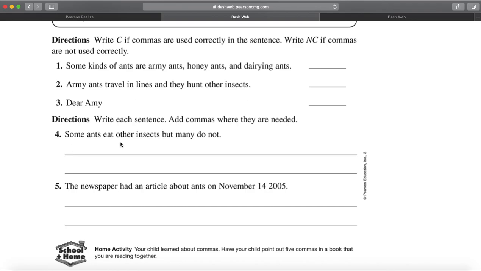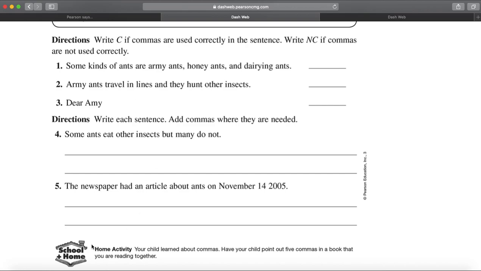Some ants eat other insects, but is what? It's a conjunction. You remember and, but, or. So before the conjunction but, I should put a comma. So this is a mistake here. We should write the sentence again and put a comma: Some ants eat other insects, but many do not. Where should we put the comma, before or after the conjunction?